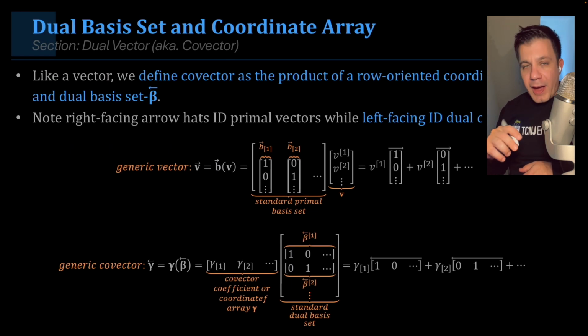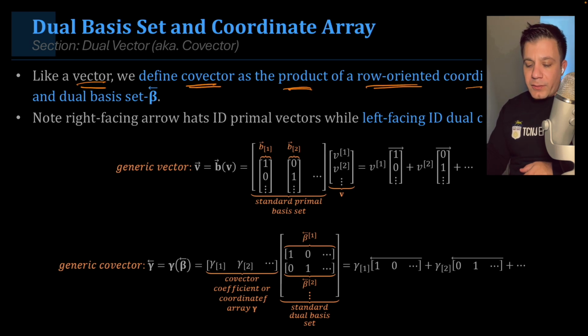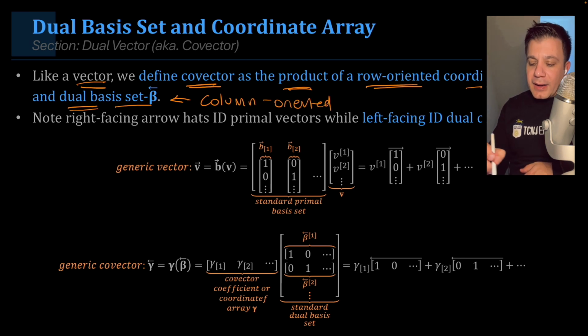Now, without visualizing it, I still think we can get a very good understanding of how a dual vector works and what it means to reside within the dual space. So like a vector, we define a covector as the product of a row-oriented coordinate array and dual basis beta, whereas this right here is going to be column-oriented. We have a row-oriented array gamma and a column-oriented basis set beta.